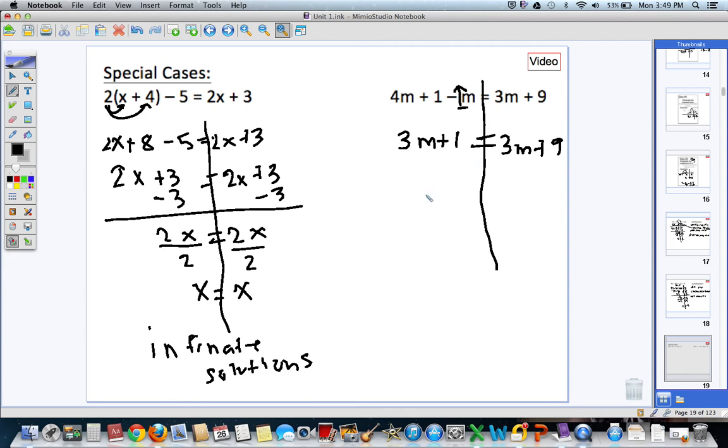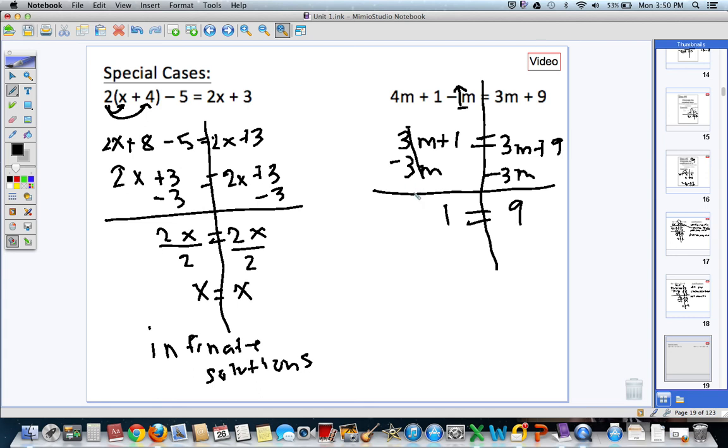So now what I want to do is I want to get my numbers on one side and my letters on one side. So I can either subtract this 3m or subtract that 3m, it doesn't matter. I'm going to move this one. So I'm subtracting 3m from this side, I have to do it on this side. 3m minus 3m is 0, I'm left with a 1. 3m minus 3m is 0, I'm left with just my 9.